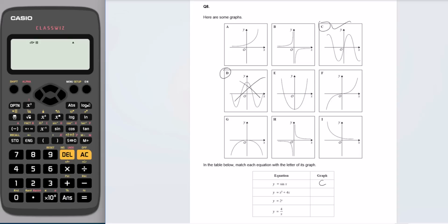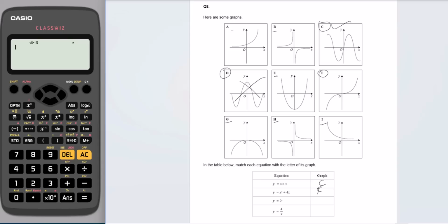Next, y equals x cubed plus 4x. So what do you think? Which one did you choose? What are the possible answers? The cubic graph is F. This is a quadratic graph E, so that's not an option. This is a quadratic. This is a reciprocal, exponential. So we only have one option here, which is going to be F. So I'll go ahead with F.